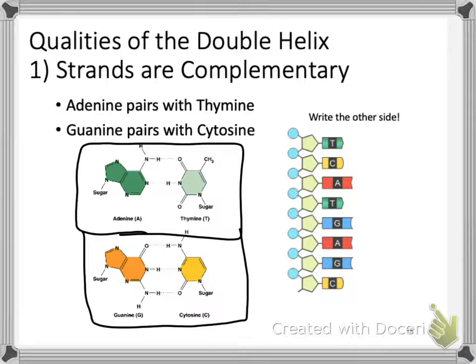So if you have, for example, a T on one side, you would have an A on the other. A C would pair with a G. Pause the movie right now and see if you can fill in the rest of the complementary pairs of bases. All right, we're back. So let's fill in the rest. If you have an A, that's going to pair with a T. T with an A, G with a C, A with a T, G with a C, and C with a G.